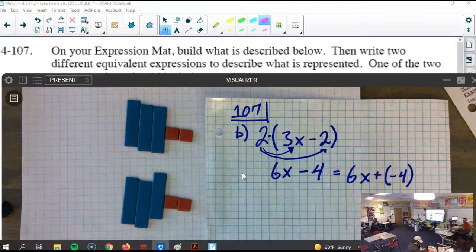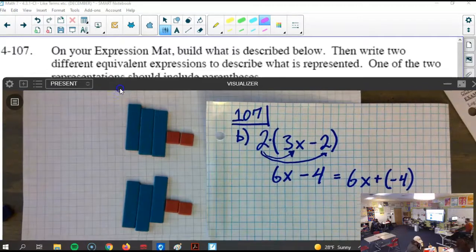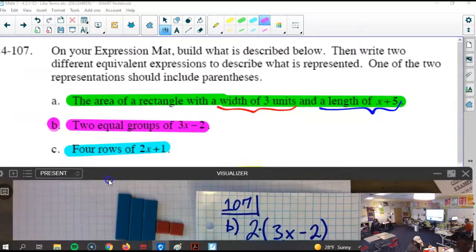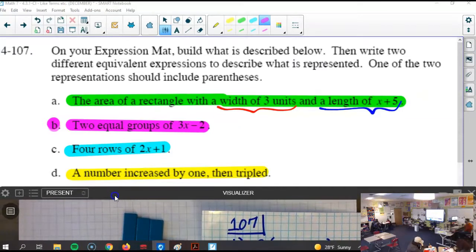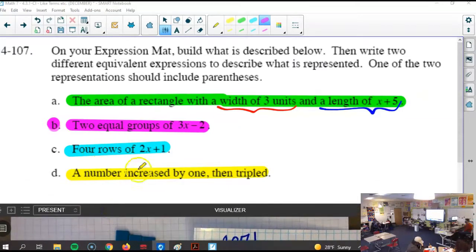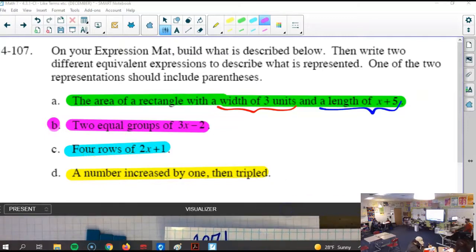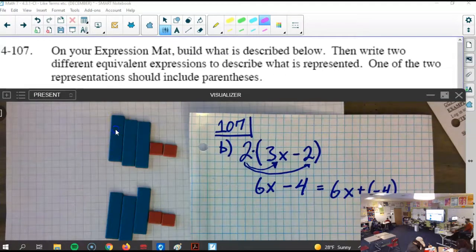Any questions on why that is what I would write for B? Because I want you to try to do C and D on your own. We'll do A together if you guys want, but try to do C and D on your own. Remember, the x's are our rectangles right here.